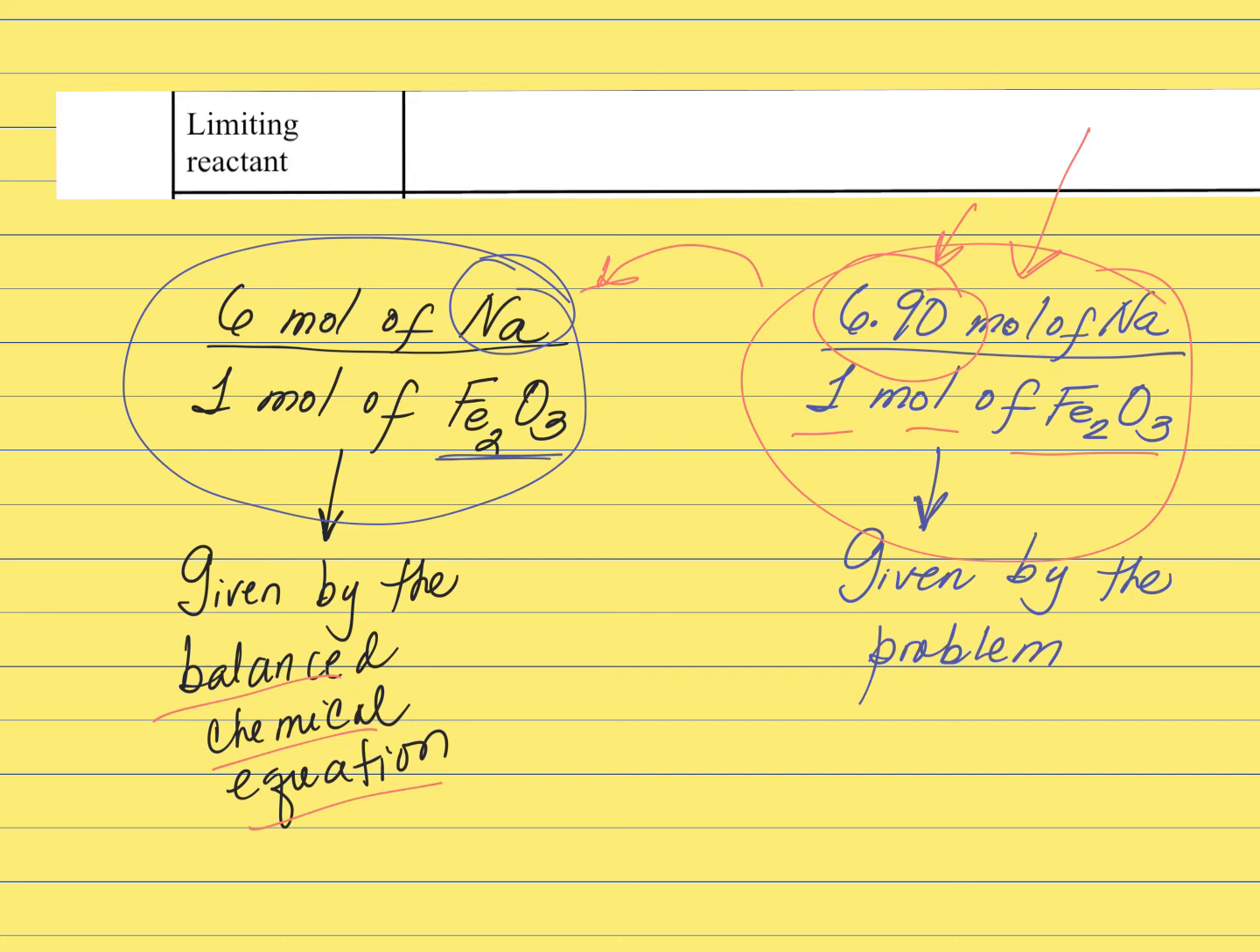And the decision is simple. You have a lot of sodium, because 6.90 is bigger than 6. So the reactant that is limiting your reaction is the iron trioxide. That's the reactant that is limiting your reaction. If you have only 2 reactants and the limiting one is the iron trioxide, what is the one that is in excess? That's a question for you to answer.